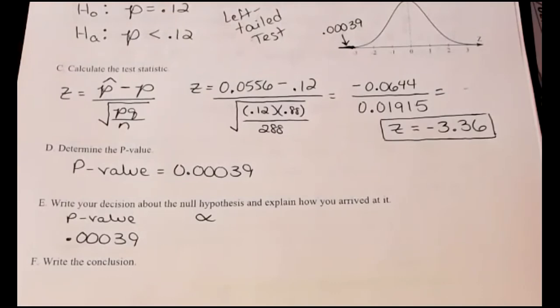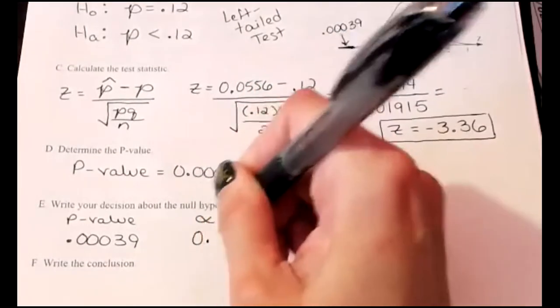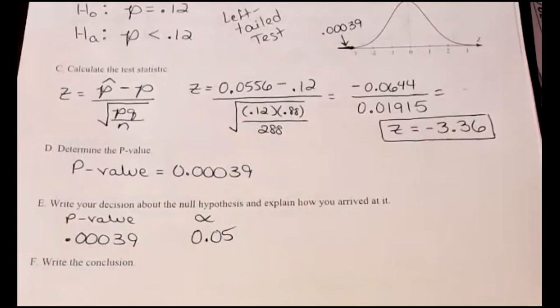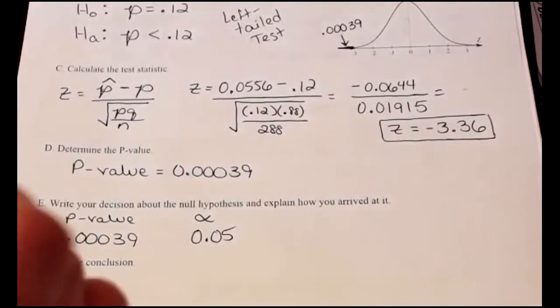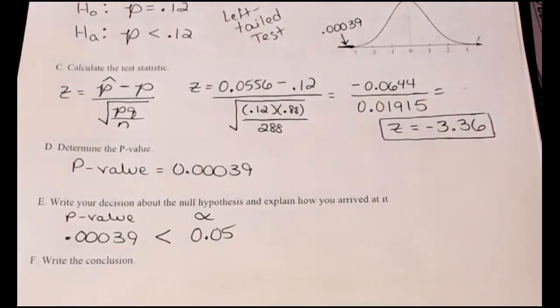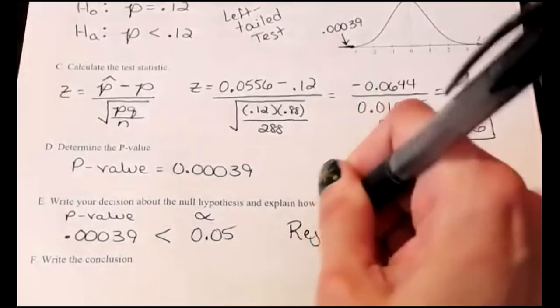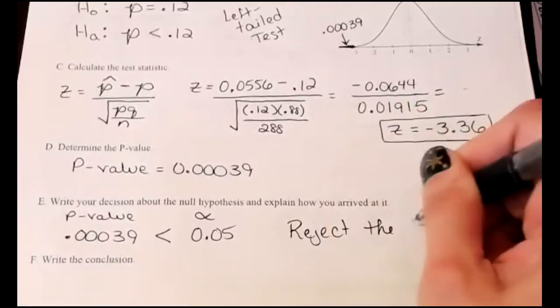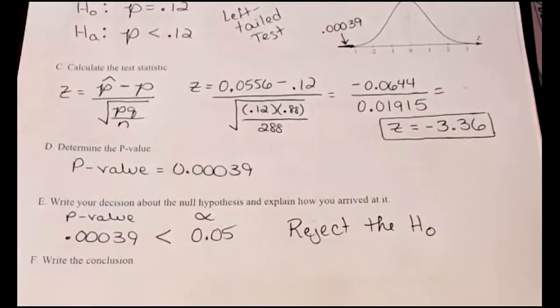Perfect. Our alpha is 0.05. Notice that our p-value is definitely smaller than the alpha. So we can literally write, oh, the 0.00039 is less than 0.05. So what's my decision? What is my decision in this case? Reject. Yes, excellent. We are going to reject the null hypothesis. Nice. Can you explain why we reject it?